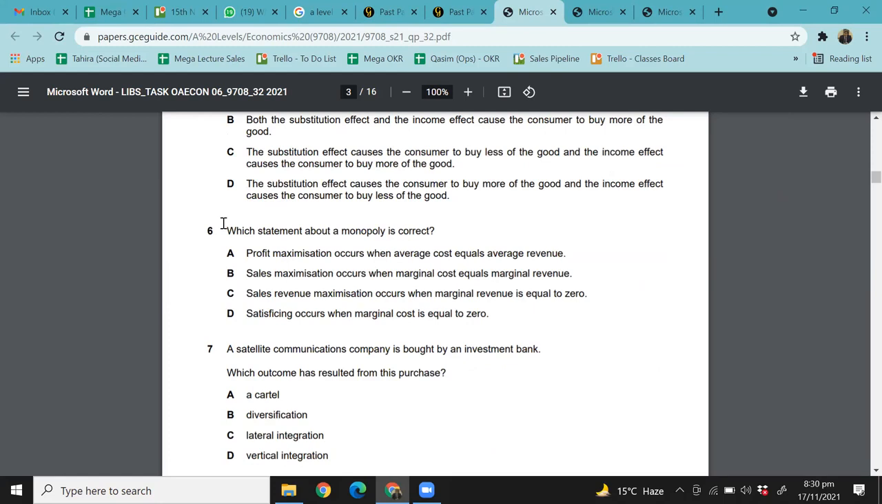Which statement about a monopoly is correct? Profit maximization occurs when average cost equals average revenue. Sales maximization occurs when marginal cost equals marginal revenue. Sales revenue maximization occurs when marginal revenue equals 0.